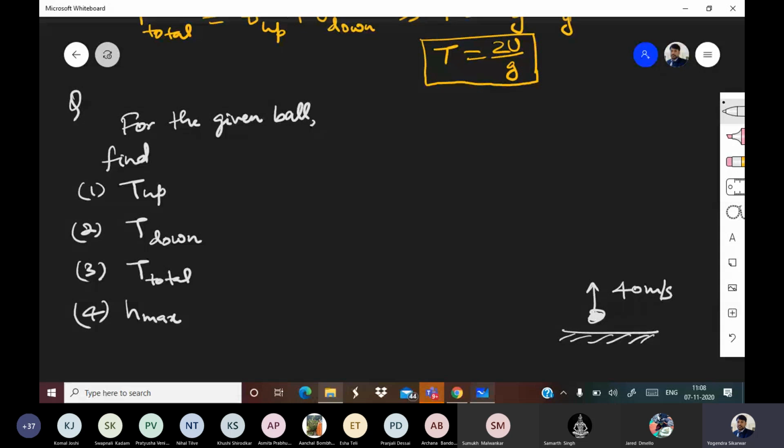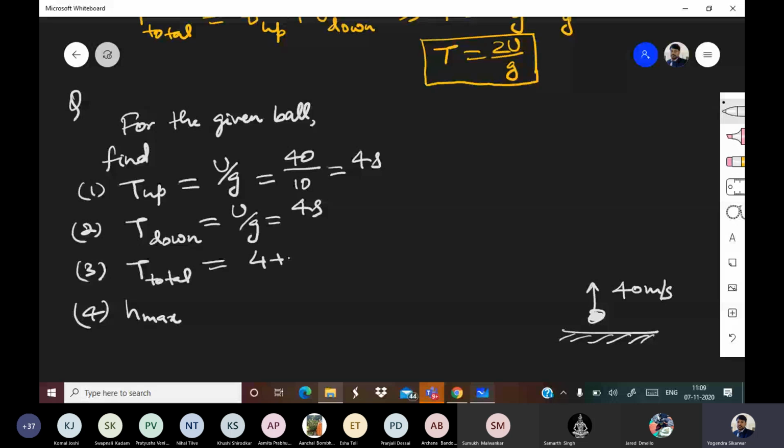Okay. So T up will be nothing but U by G, and that will be 40 by 10, which is equal to 4 seconds. T down will be U by G, which is equal to 4 seconds. T total will be T up plus T down. So 4 plus 4 is equal to 8 seconds.